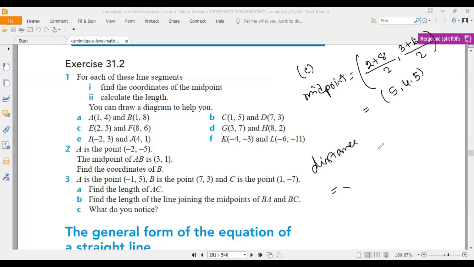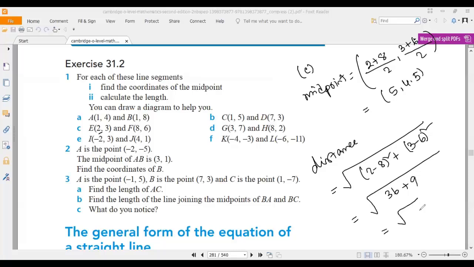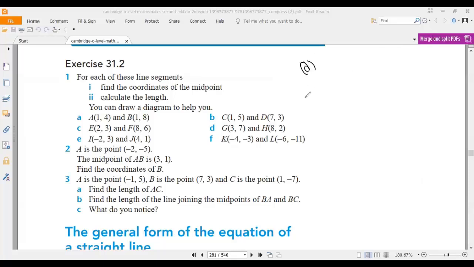So distance will be root over x1 minus x2, so 2 minus 8 whole square plus 3 minus 6 whole square. So 6 square is 36 plus 3 square is 9. So 36 plus 9 will be square root of 45. Very simple. Now, question number D, we need to find out the midpoint.